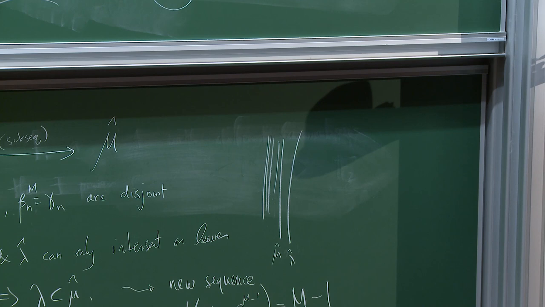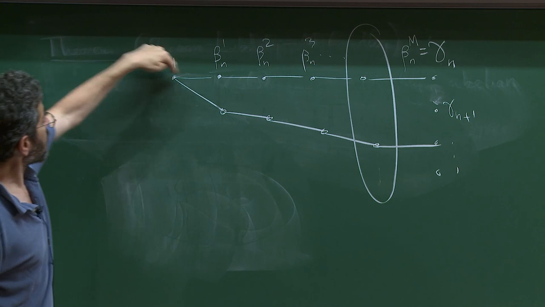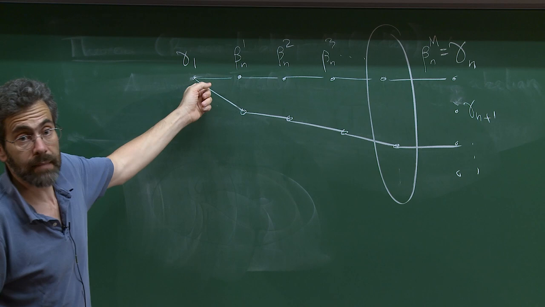And now I induct. So what does it mean? Where does the induction end? It really ends with m equals 0, right? I can keep going, and what I learn at the very end is that gamma 1 is lambda. Okay, so that's a contradiction, because gamma 1 is finite length and lambda has infinitely long leaves.